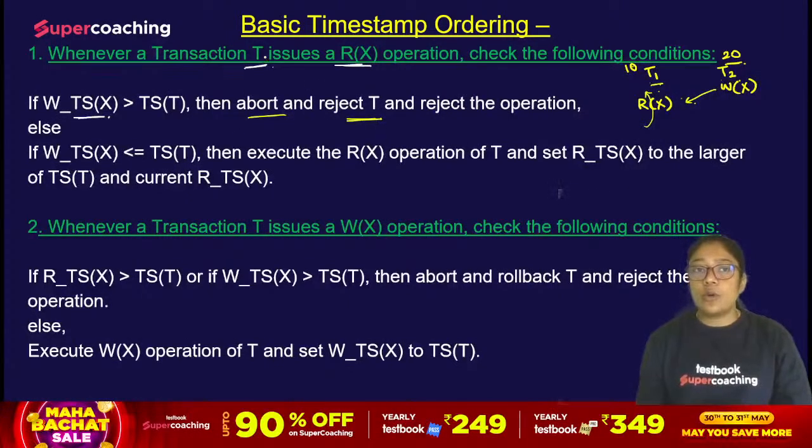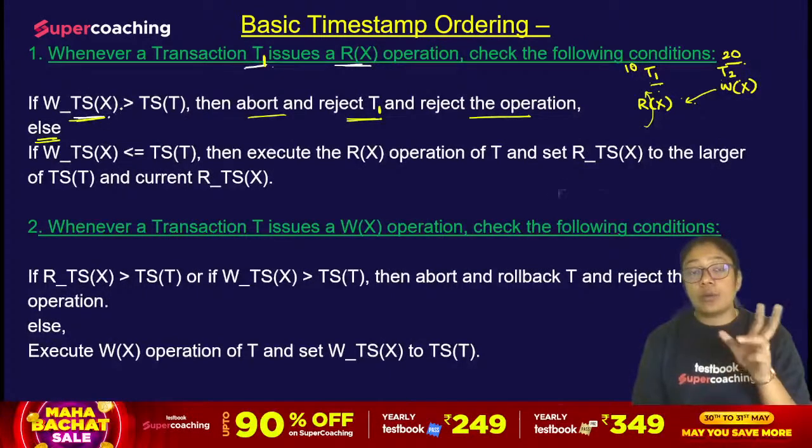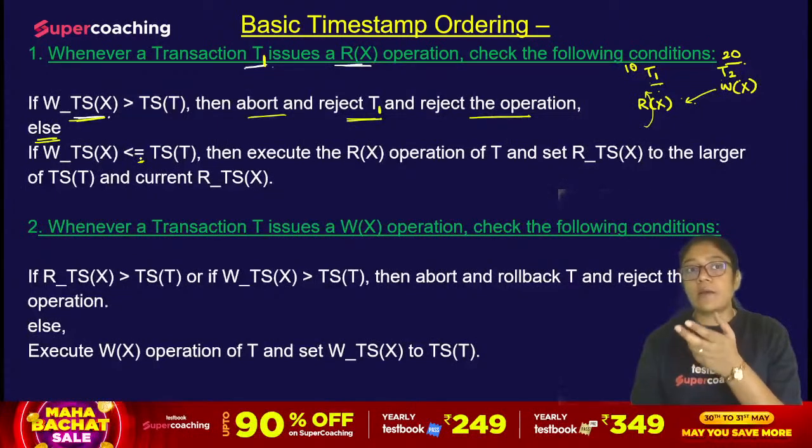Reject T, whom are we talking about? Let me call this T1, according to our example. So reject T and reject the operation. Else means the condition is the other way round: the timestamp is not greater, it is greater or equal. Equal means different transactions cannot have the same timestamp, but the same transaction will have the same timestamp value. Or you can eliminate this equality, then also it will work.